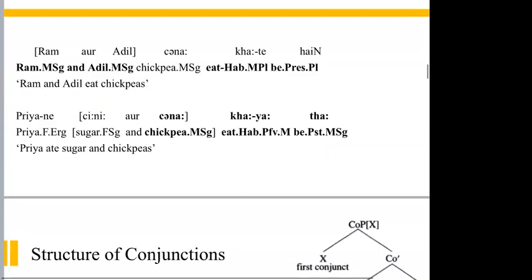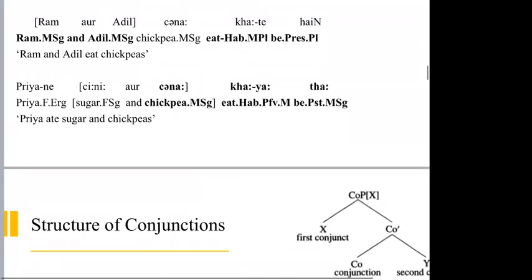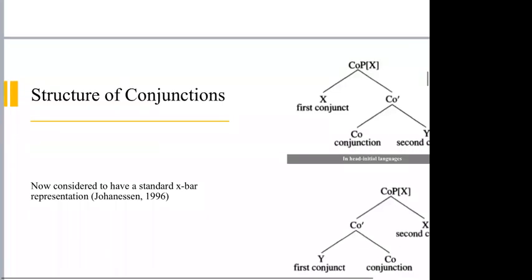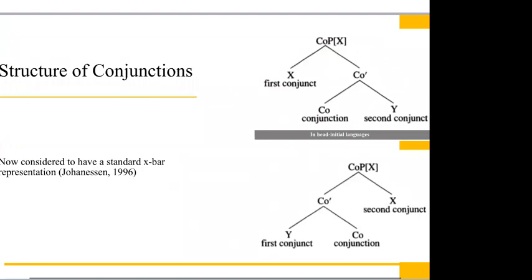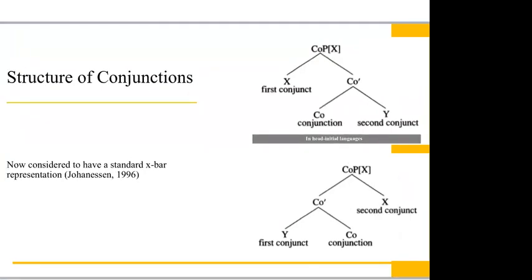So we'll explain that. Then you have to basically look at what the structure of conjunctions is like. Earlier people used to think it's a flat structure where X and Y are the same hierarchically. But now, with good evidence, people believe that it's a standard X-bar representation. So Johannessen worked on head initial languages. Hindi is a head final language. In head initial languages, she says that the first conjunct is in the specifier position, which is structurally higher, and the second conjunct and the conjunction form a constituent. The second one is the complement to the conjunction.